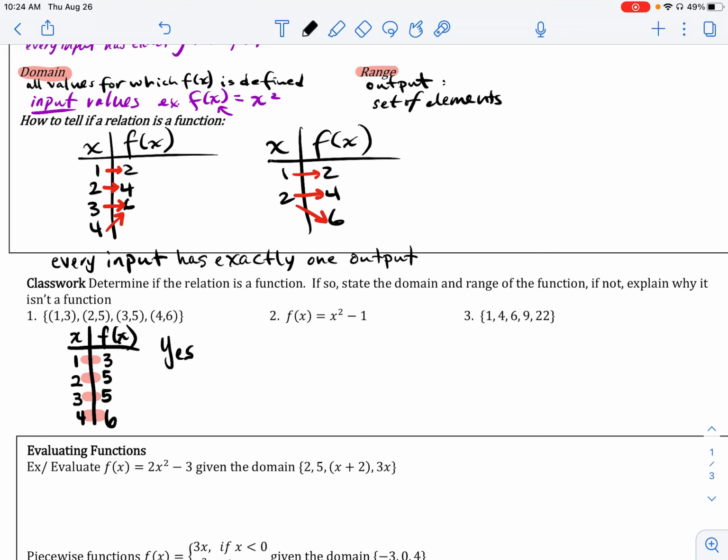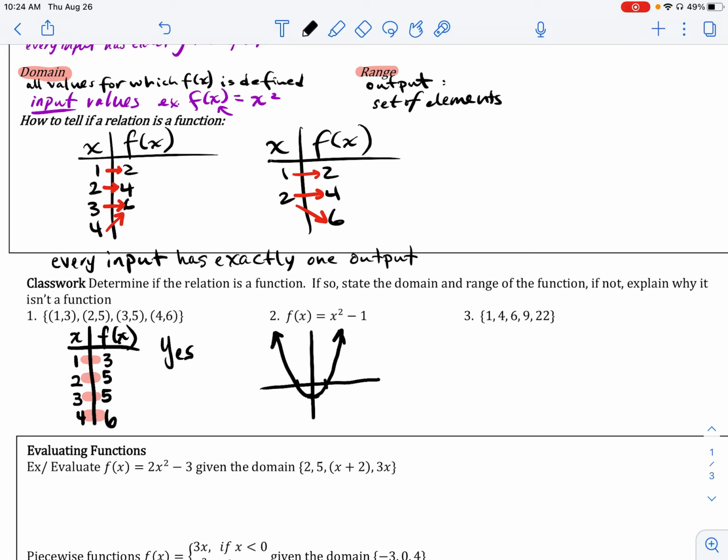Now for number 2, it might be hard to see this unless we see a graph. If I were to graph this right now, and this is a pretty easy one to graph, it's just a parabola with a vertical shift down 1. So I'm going to just do a rough sketch here. Looking at this, we can ask ourselves, does it look like every input has exactly one output? And the answer is yes. Therefore, this would be a function.